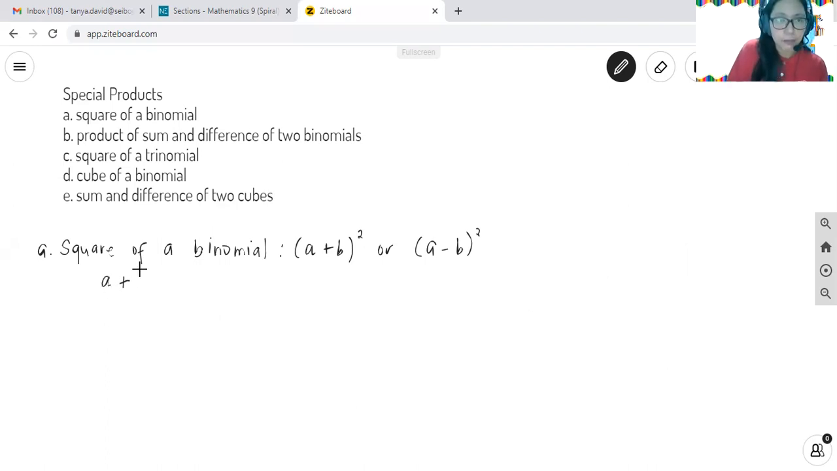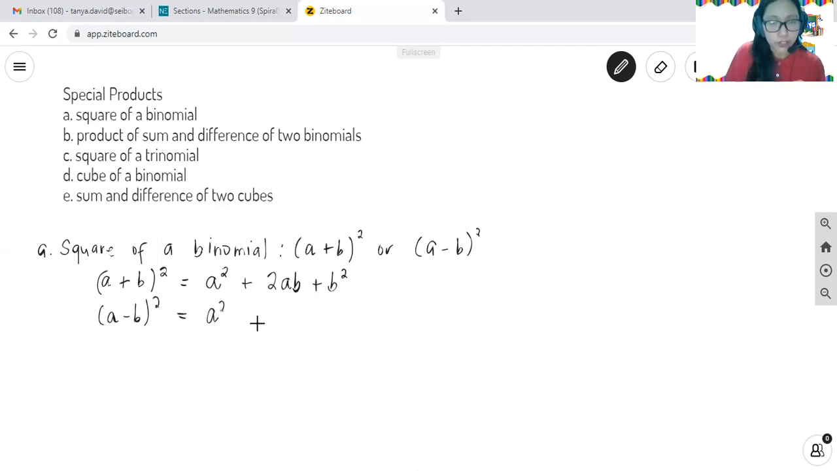So if we have A plus B squared, our answer would look like this. Square of the first plus twice the product of the first term and the last term plus the square of the last. Similarly, if we have A minus B quantity squared, we will have the square of the first minus 2 times the first and the last term plus the square of the last term.